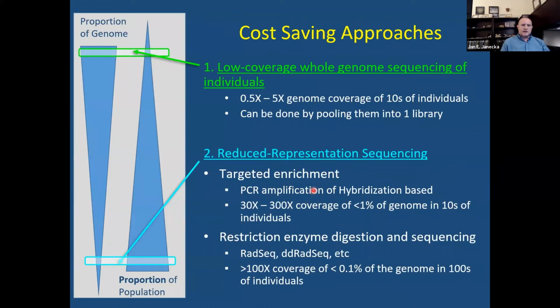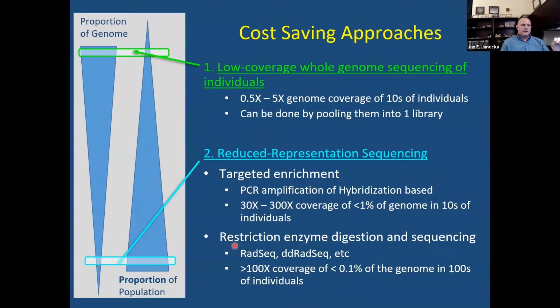You do this targeted enrichment where you select the DNA fragments that you want to sequence either through PCR amplification or hybridization, and then you sequence them at higher depth for many individuals, right? Tens to hundreds of individuals. But you're only sequencing a small fraction of the genome, and you're specifically sequencing certain areas.